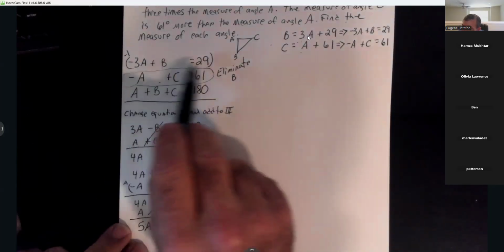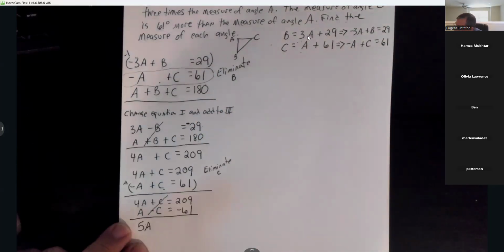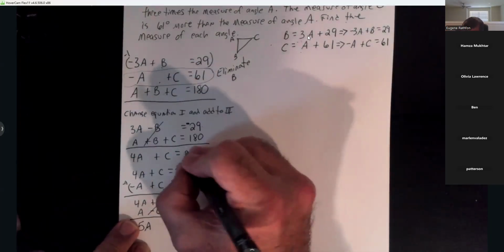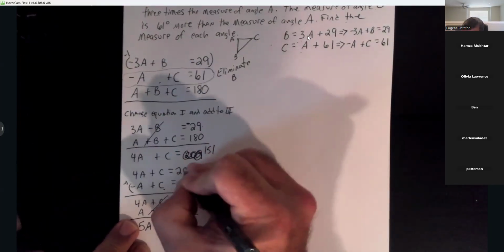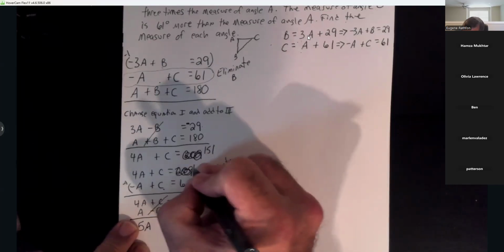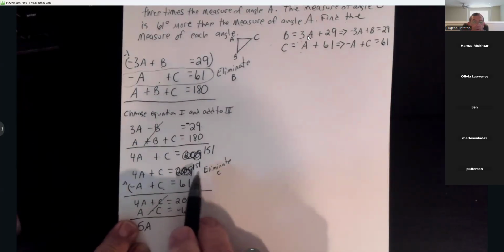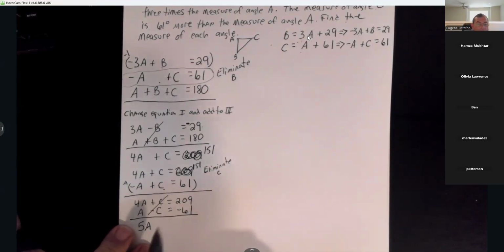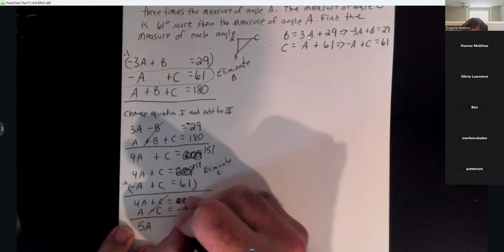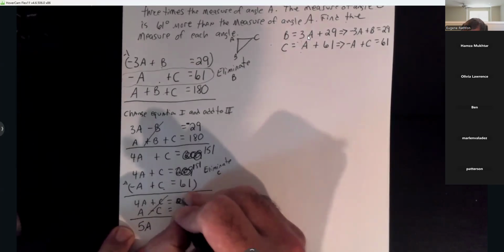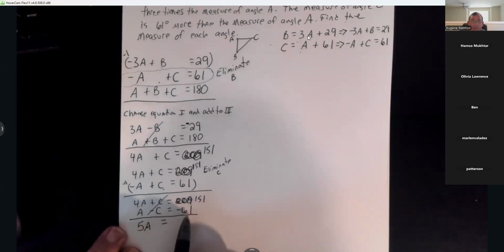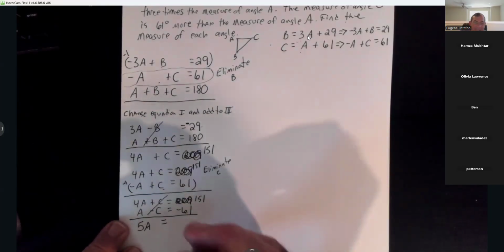Because I had to multiply that by a negative. So that was a -29. So let me re-add this right here. So 180 minus 29 gave me a 151 right here. So right here, this is a 151. Okay, so that looks better. 151 minus 61 is 90.